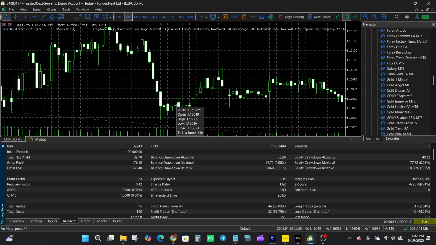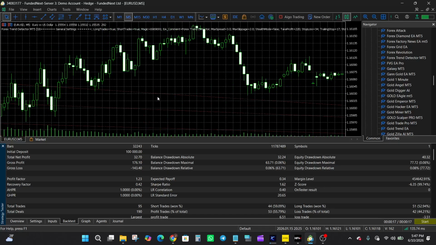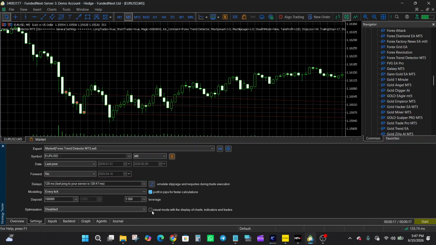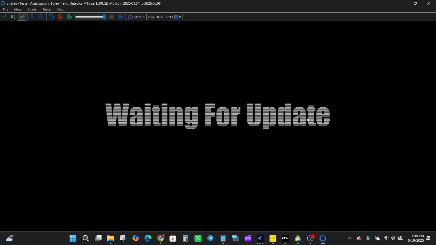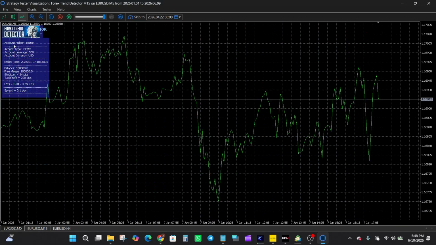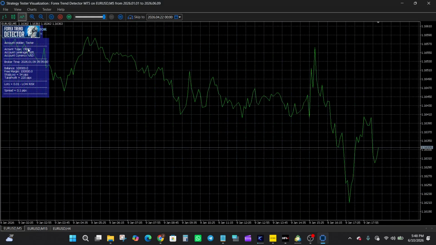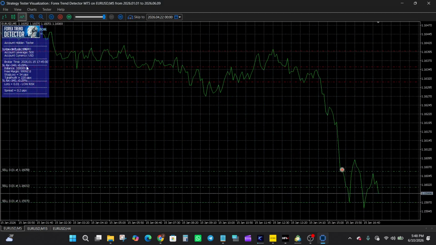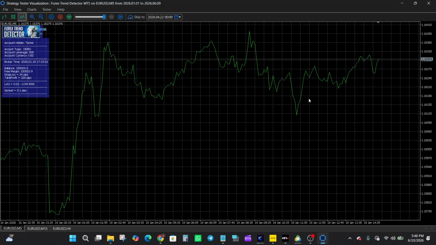All right. So it is important to remember that results can vary depending on broker conditions, spreads, slippage, and the risk settings used. Okay. So just very briefly, I'm just going to turn on the visuals so that we can see the EA in action. All right. Just for a moment. So we can see the dashboard here showing account holder tester. Okay, the account type is demo, account leverage 500, the account currency, showing the broker time, the balance, the free margin, stop loss, and take profit.